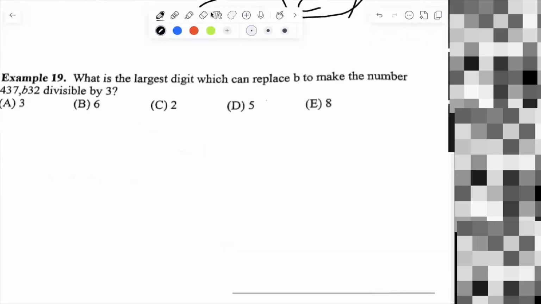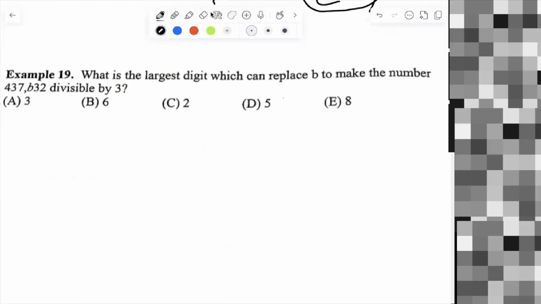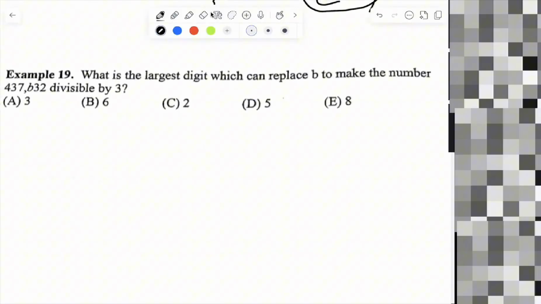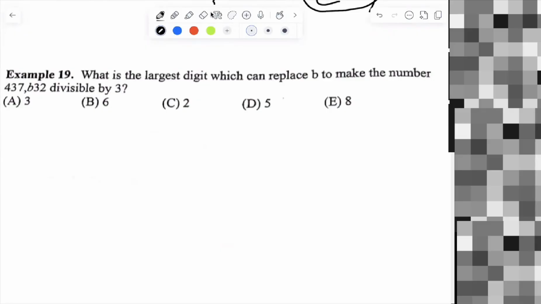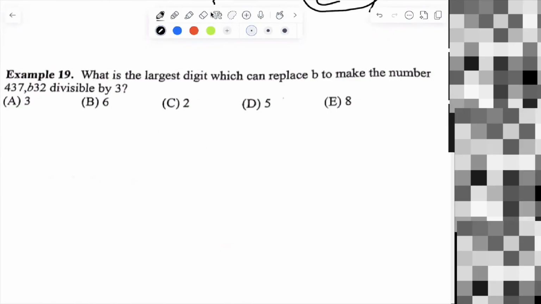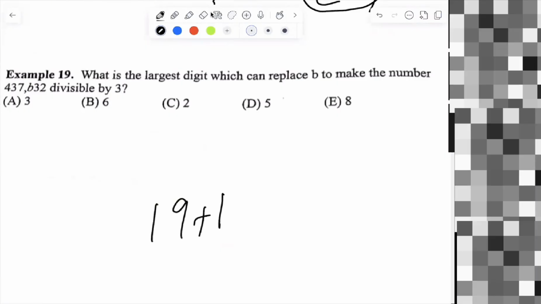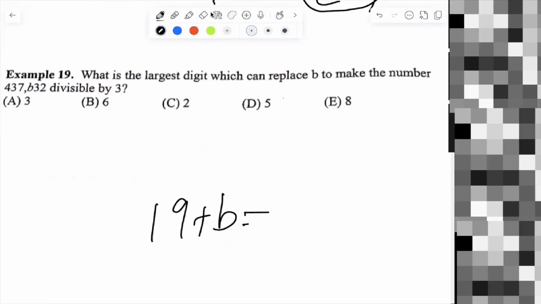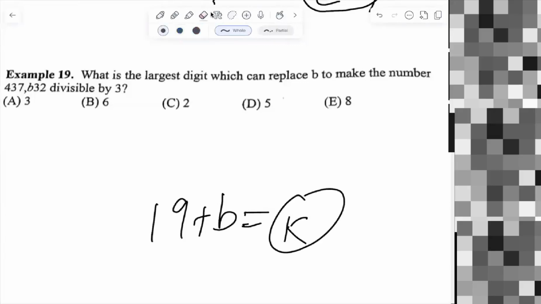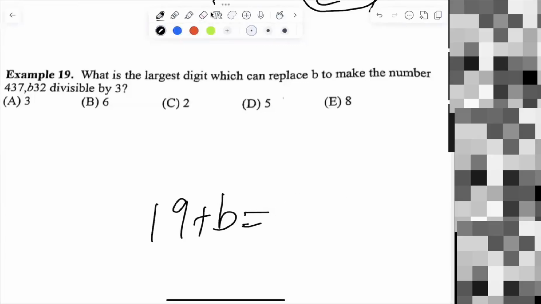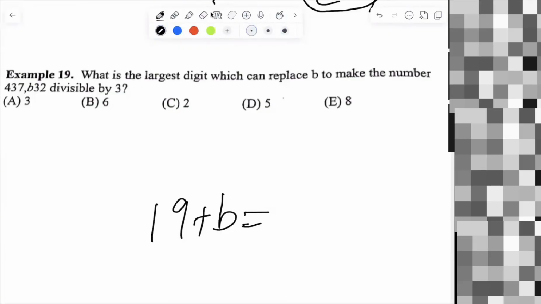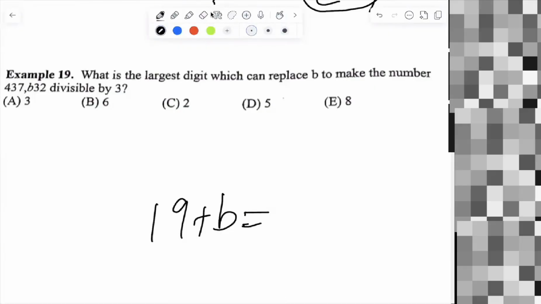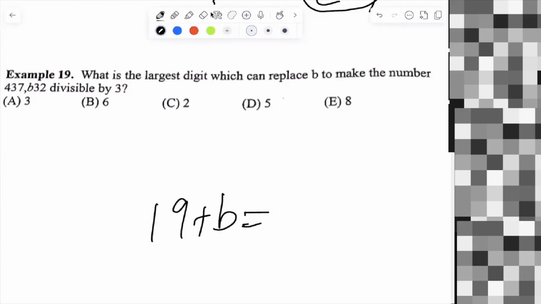Now let's move on to example 19. What is the largest digit which can replace B to make the number 437B32 divisible by 3? Adding all these digits up, we get 19 plus B is equal to K, the sum of the digits. And we know that K has to be divisible by 3 since the number is divisible by 3.